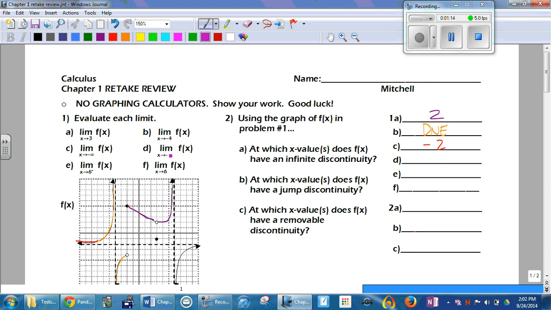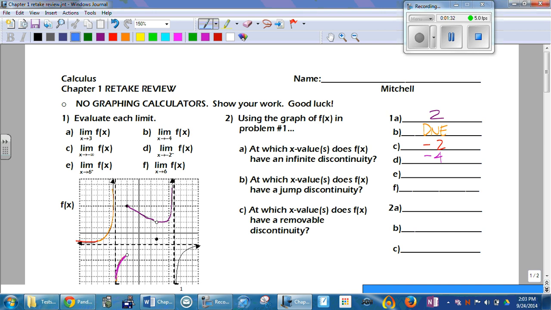Part D, as x approaches negative 2 from the left. So from the left side, as we get closer and closer to negative 2, our y value is approaching negative 4. Doesn't matter that there's a hole there, as long as it's approaching that.